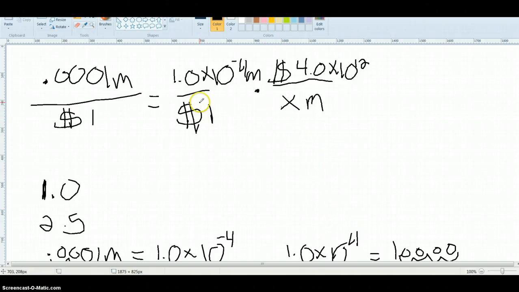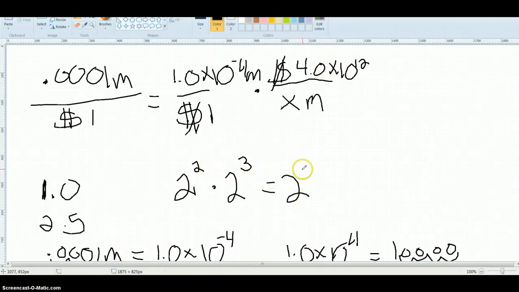Okay, so we cancel the dollars out, and when multiplying exponents with significant figures, what you do is add the exponents. Let's say you have 2 squared multiplied by 2 to the 3rd. The base has to be the same, and in this case 10 is the base. So you would have 2, and then the exponent would be 2 plus 3.